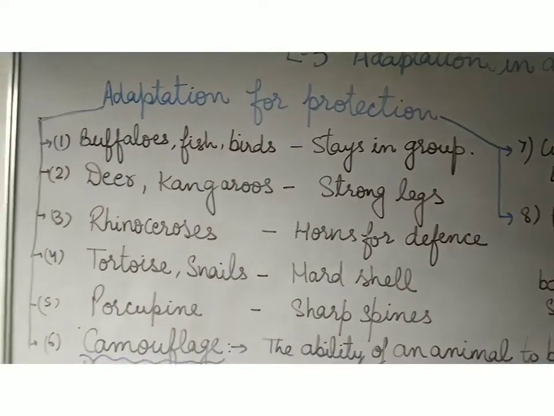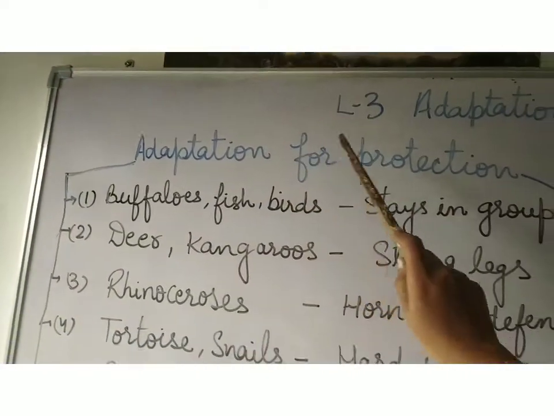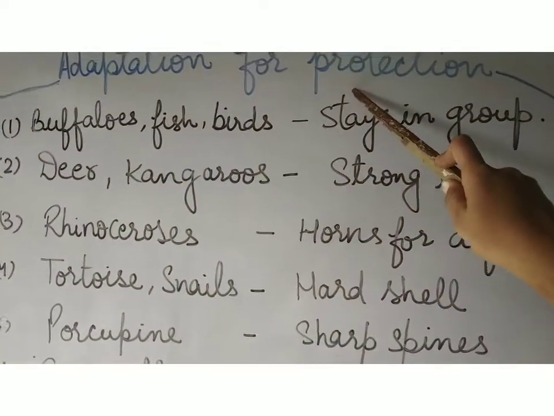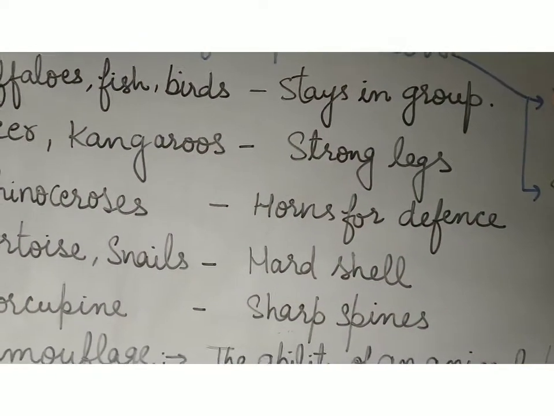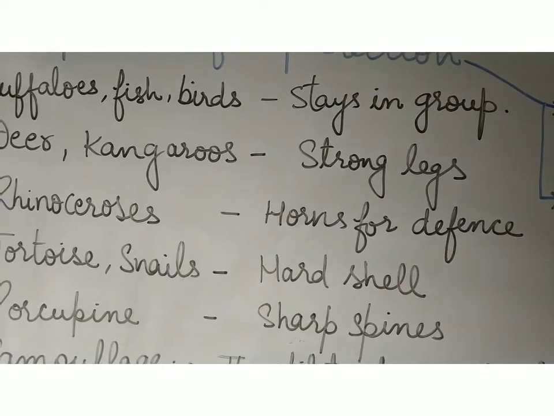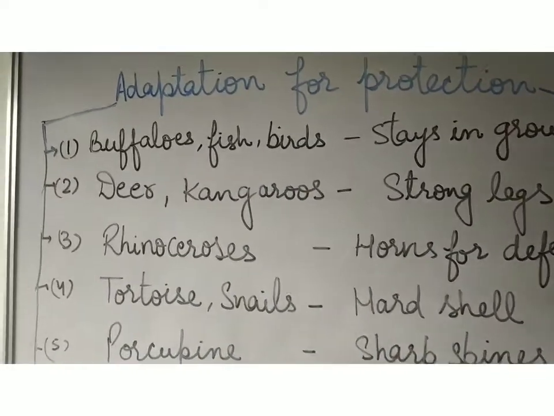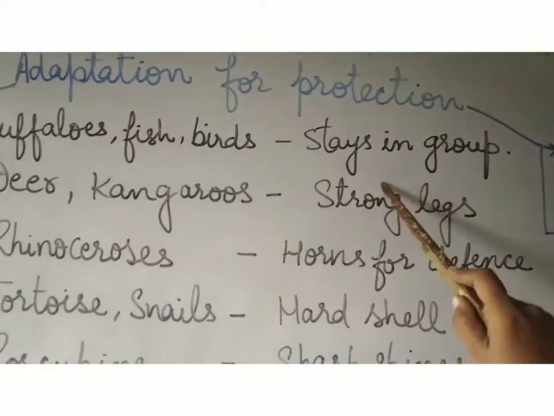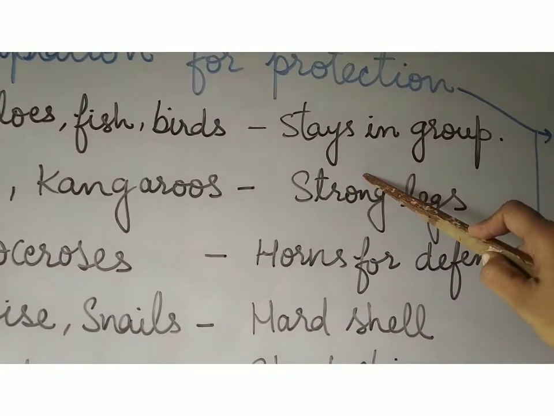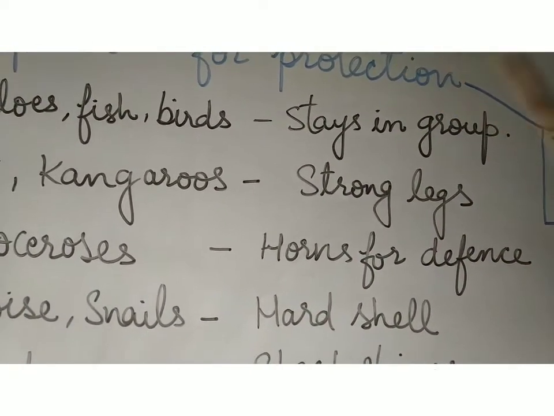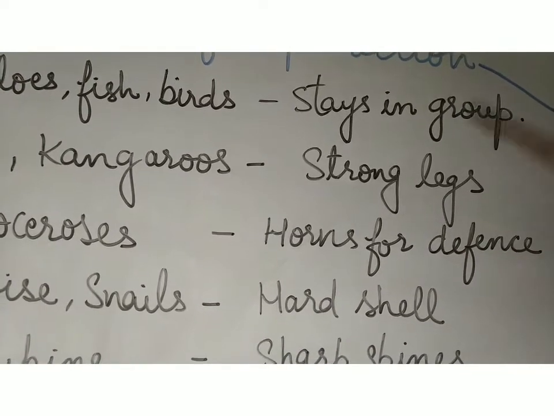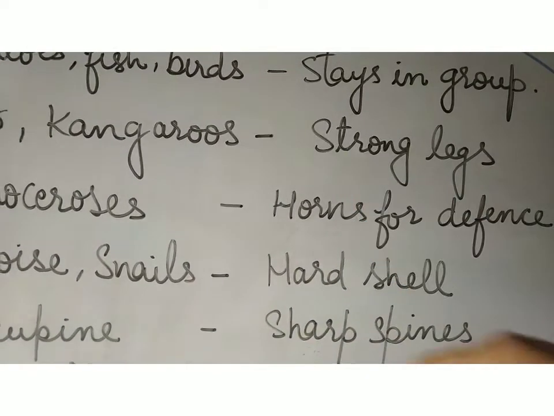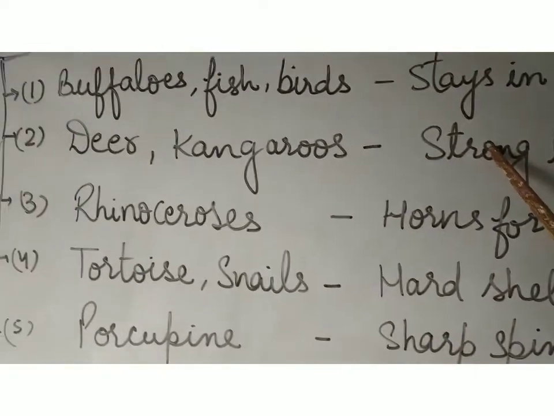Children, now we are going to study adaptation for protection. You know, children, animals have developed various ways to protect themselves from their enemies. Like buffaloes, fishes and birds, they always stay in groups to protect themselves. Buffaloes and elephants form a circle around their young ones to protect them.